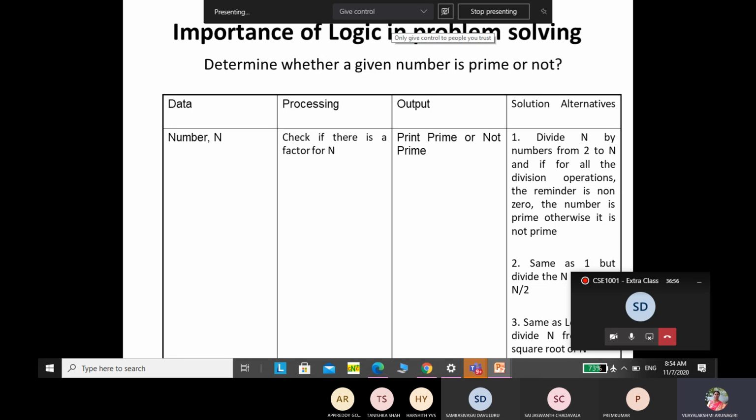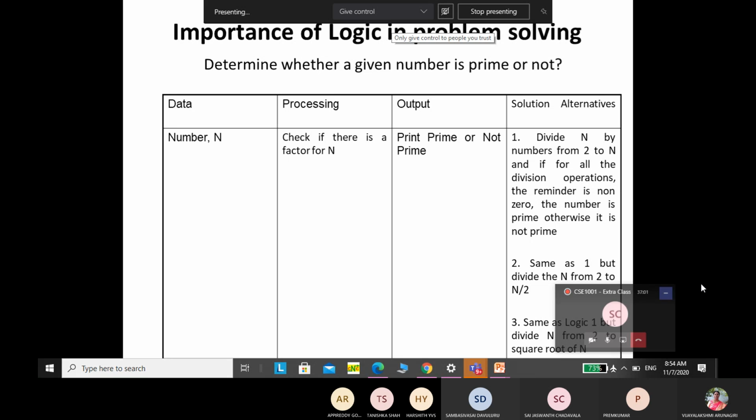Next, instead of going from 2 to n minus 1, we can divide from 2 to n by 2. Is it correct? Have you studied this in mathematics? If you want to check whether a number is prime, we need not go from 2 to n minus 1. Instead, if you divide from 2 to n by 2, you can find out whether it is a prime number or not. Another logic for finding a prime number is to divide from 2 to the square root of n.